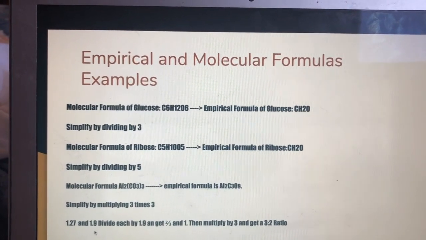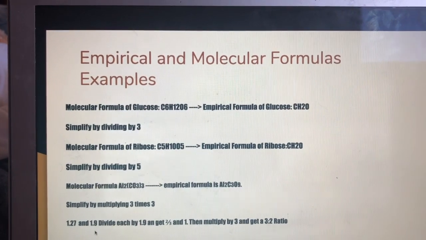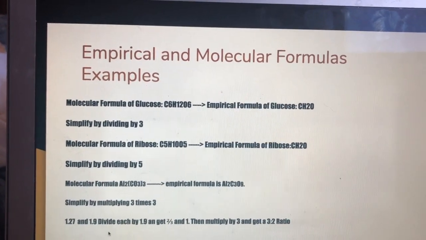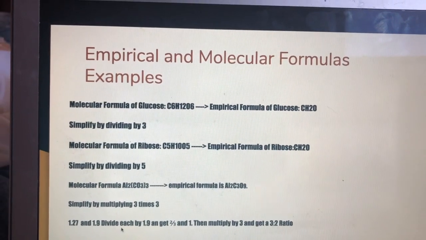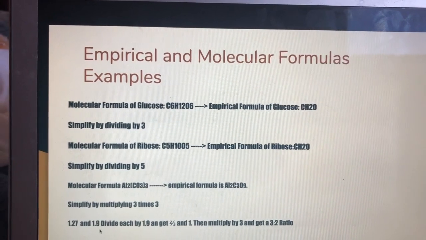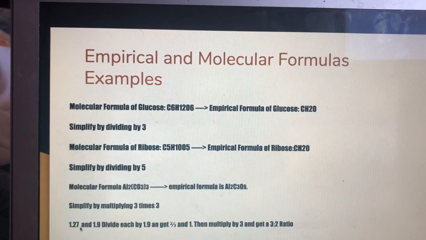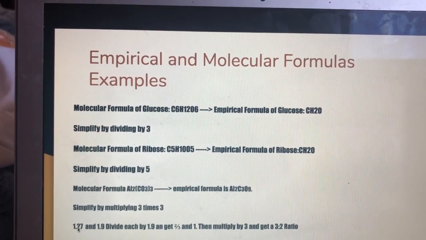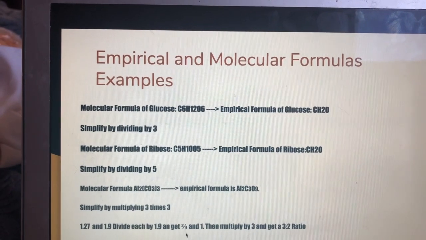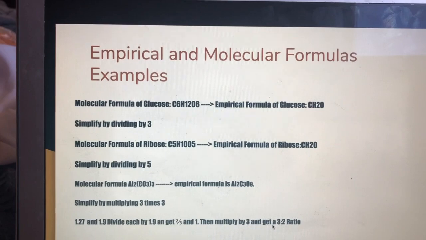And then this one is, if you have the grams of a molecule and you have 2 different elements, you can divide one of them by 1.9, so you have the ratio of 1 to whatever this is, and then you divide both of them by 1.9, so you have a 1 to 2/3, and you can multiply by 3 to get a whole number, and you'll get a 3 to 2 ratio. That's it.